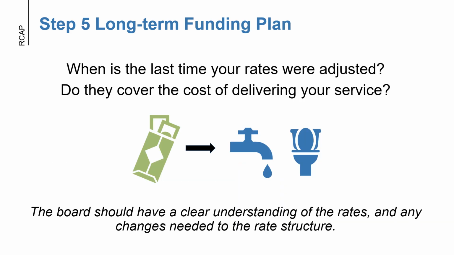Rates need to be adjusted regularly to keep up with rising costs, aging infrastructure, and changing service demands. If your rates don't cover the true cost of service, including operations, maintenance, debt, and future replacements, the system risks falling into financial instability. It's essential that the board understands how rates are calculated and why adjustments are needed, so that they can make informed decisions and clearly communicate the reasoning to the community. Regularly reviewing and updating rates is a key part of long-term sustainability and responsible governance.